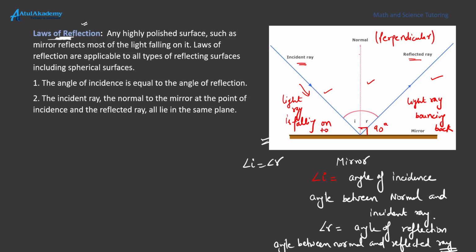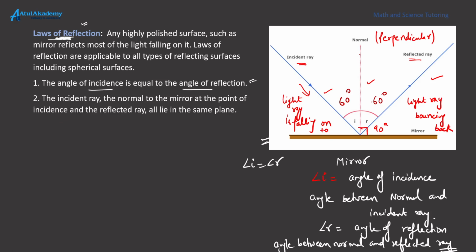Both the angles are the same, meaning, let's say the incident ray is falling at an angle with the normal, let's say this is 60°. Then this angle will also be 60°. Clear? This is what the first law says: the angle of incidence is equal to the angle of reflection.